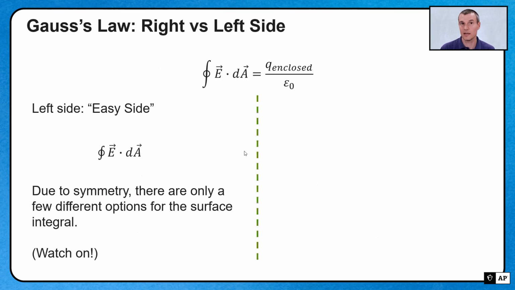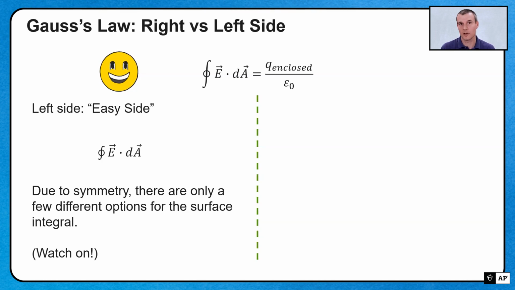So we have the left side and the right side of Gauss's law. On the left side, we call it the easy side. Why is it easy? Because the situations that we pick are going to be highly symmetric situations that cause this E dot dA term to be very straightforward. I know it looks intimidating because it has this closed surface integral, some early vector calc stuff, but for what we're doing for AP Physics C, the symmetry makes this very simple. We're going to watch for that one. So hooray for the easy side.